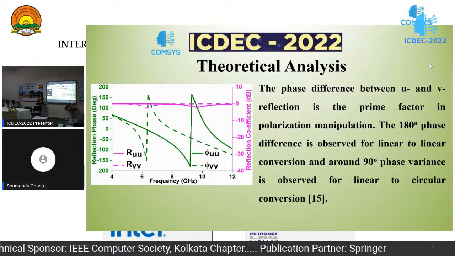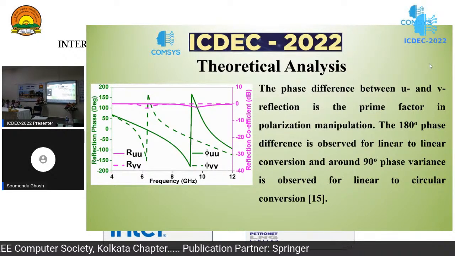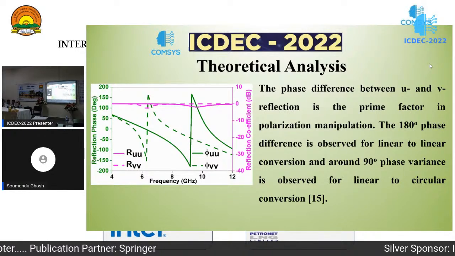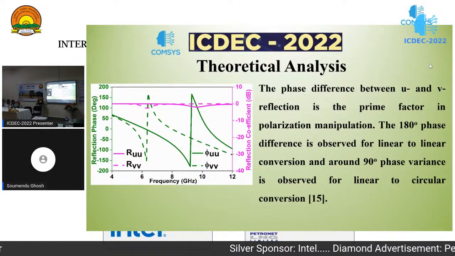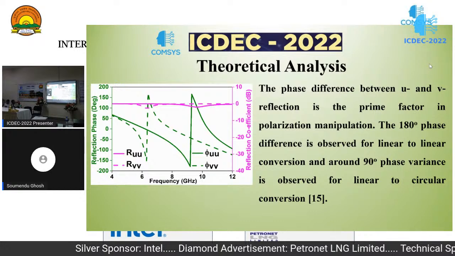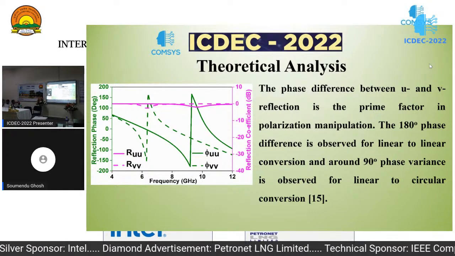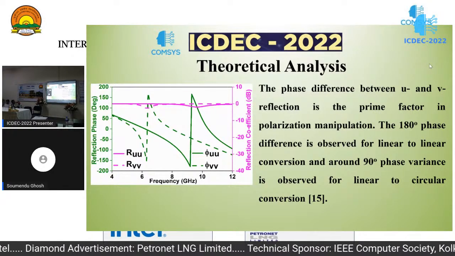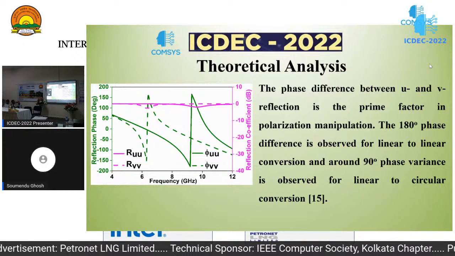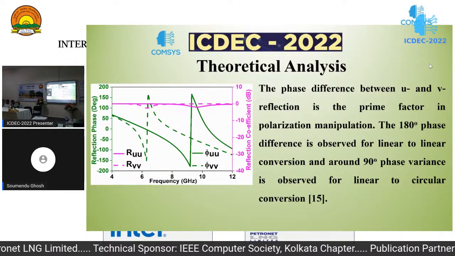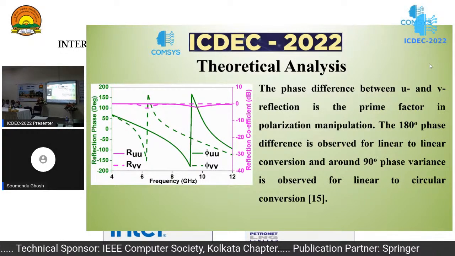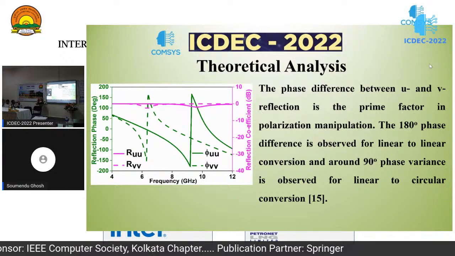For the linear to circular polarization case, a 90 degree phase difference is observed in the frequency ranges of 6.0 to 6.17, 6.712 to 8.93, and 10.03 to 10.52. But a 180 degree phase difference is observed for linear to linear polarization conversion, in the frequency ranges of 6.27 to 6.56 and 9.18 to 9.8 GHz.